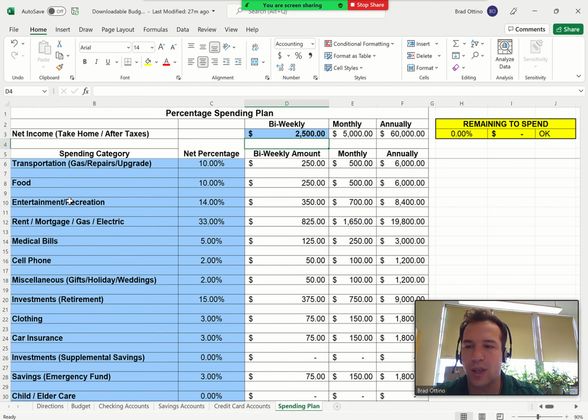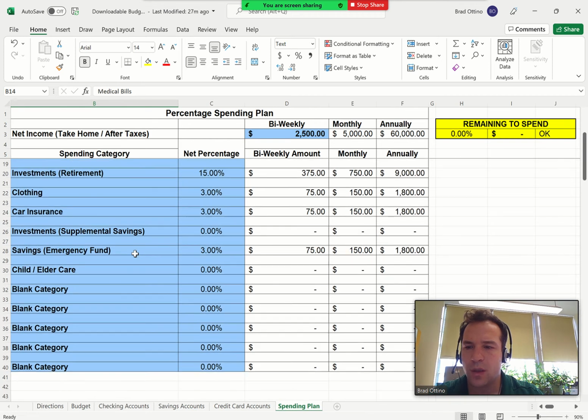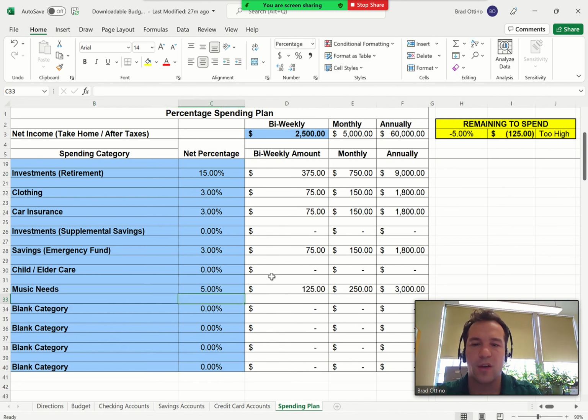We could change these categories. Feel free to click on it and rename it as you see fit. For example, I'm going to change this blank category here. I'll make that music needs. Maybe we're saving up for an instrument or music lessons, so I will dedicate 5% of my take-home pay, or about $3,000 a year, to my music needs.